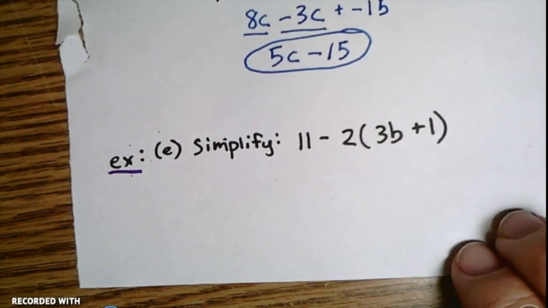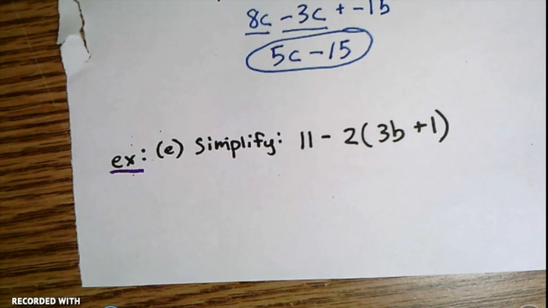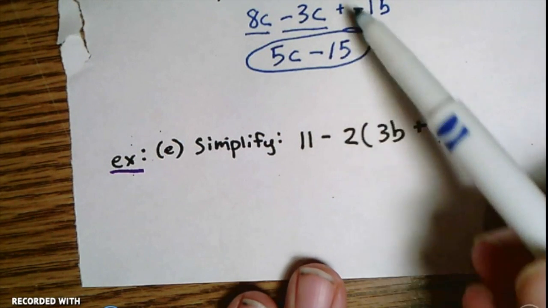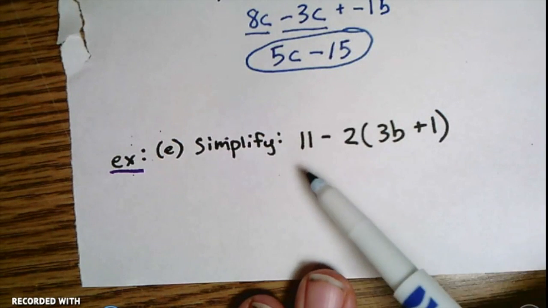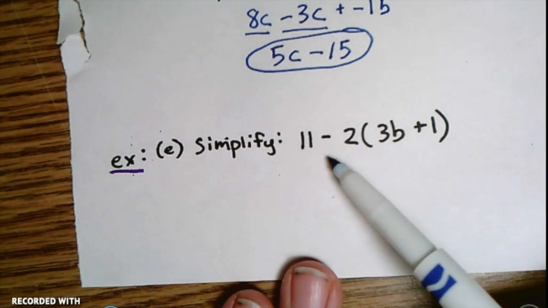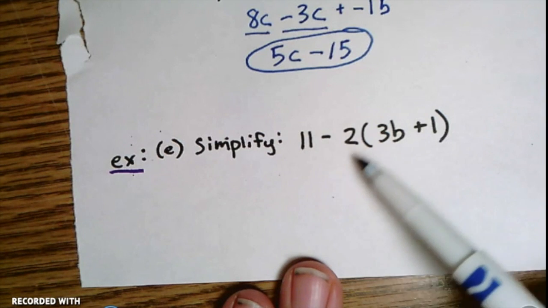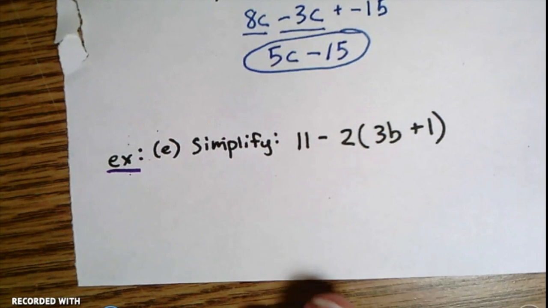So go ahead and try this example by yourself. You're going to follow the same steps that I just did there. So you'll keep your -2 together, and you will multiply it through and then simplify. I'm looking forward to seeing you tomorrow in class, so go ahead and get to work.